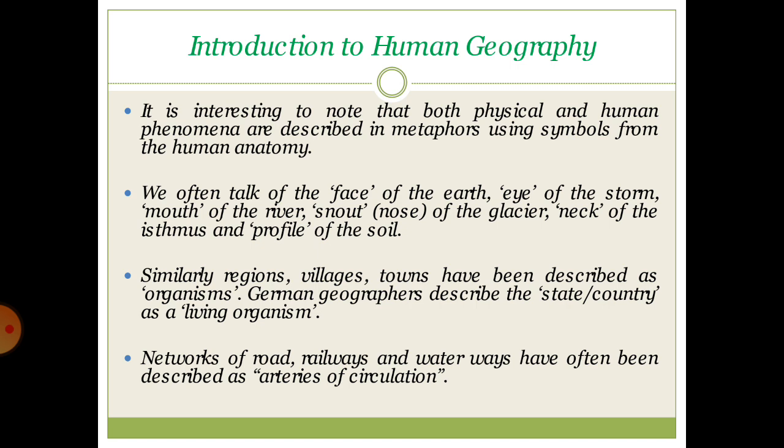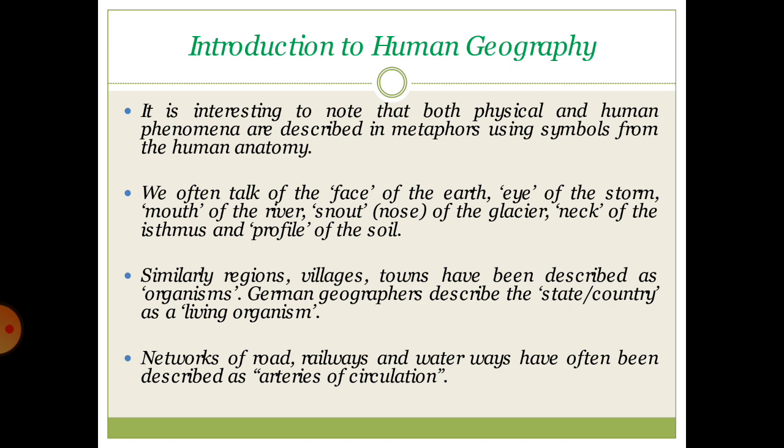Even the network of roads, railways, and waterways has been described as the arteries of circulation. Like whenever we talk about the human body, we have the arteries through which blood flows. In the same way, the network of roads, railways and waterways has been described as the arteries of circulation.